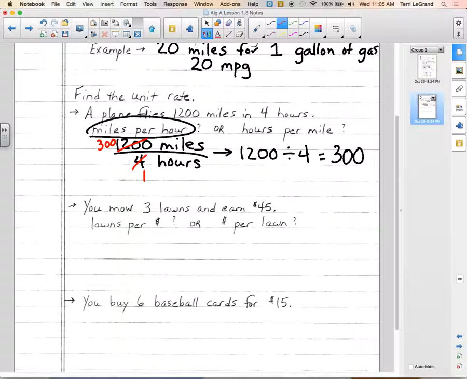How are we going to write that? 300 miles per hour. Yeah, we're going to call that 300. And you must have labels on your rates. You must have labels on your rates. What does that 300 tell us? It tells us this plane was flying at 300 miles per hour.